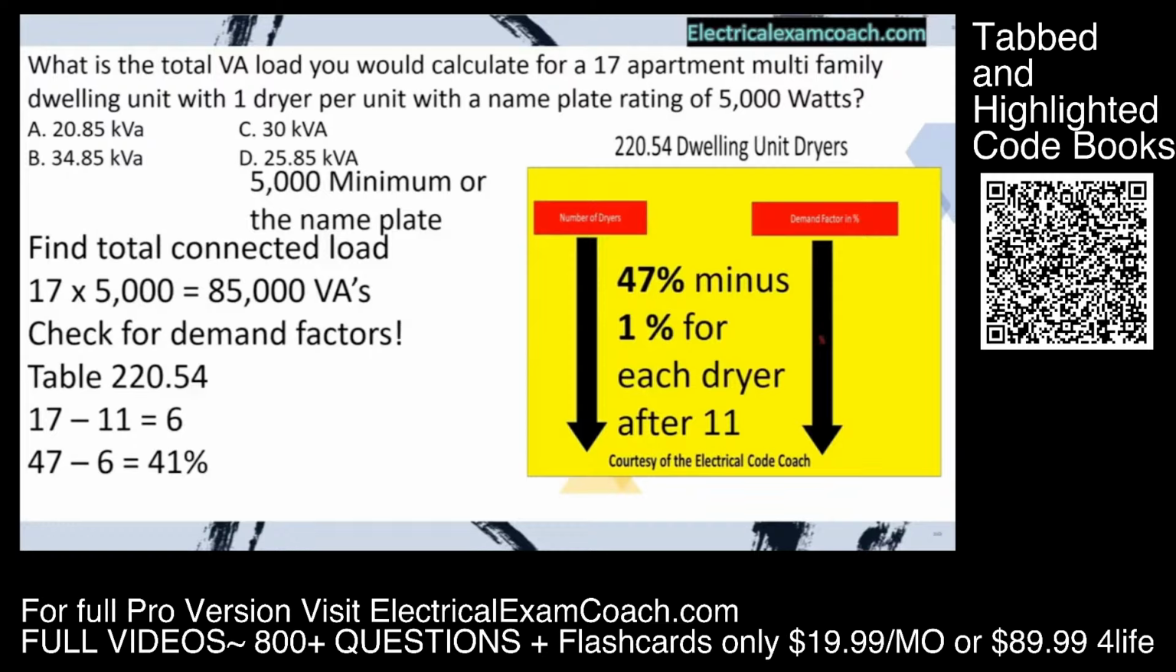Now, all we have to do is multiply. We take our original load multiplied by 0.41, and that gives us a new reduced load of 34,850 VAs. And we're going to select B. Great job.